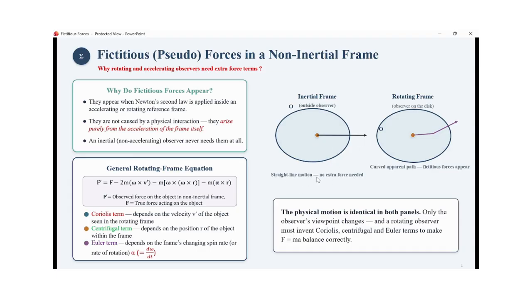There will be no change in the nature of the motion. So in this case, no extra force is needed, that is, no pseudo force is involved in the discussion of the motion of the object.